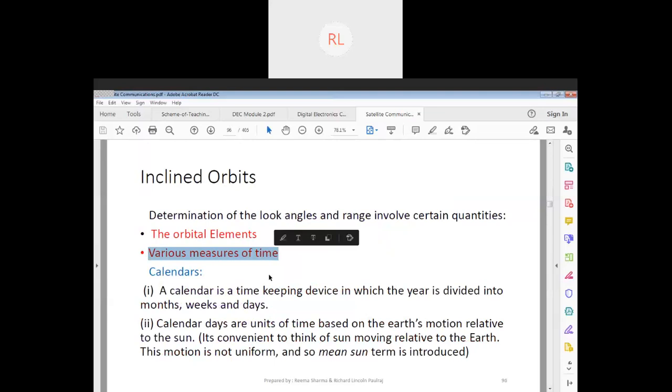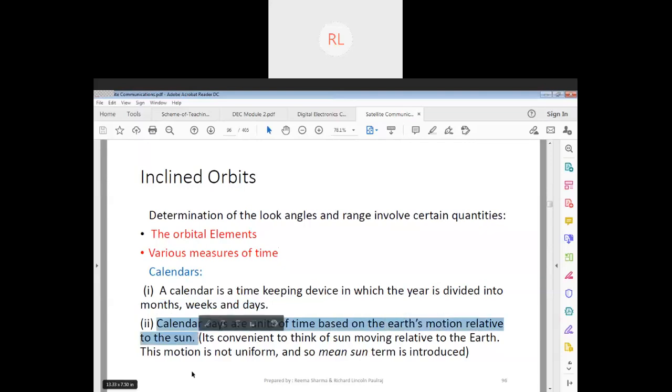Right. So how can we determine the look angles and range and what quantities to consider? So the first one is orbital elements. What are these orbital elements? Let's go back to Kepler's laws of motion. We have seen a lot of orbital elements there. These are your orbital elements. These six parameters are your orbital elements. So these actually play an important role in identifying the position, in identifying the range of a satellite.